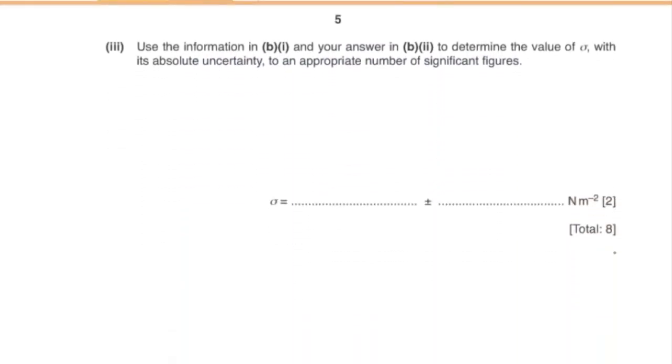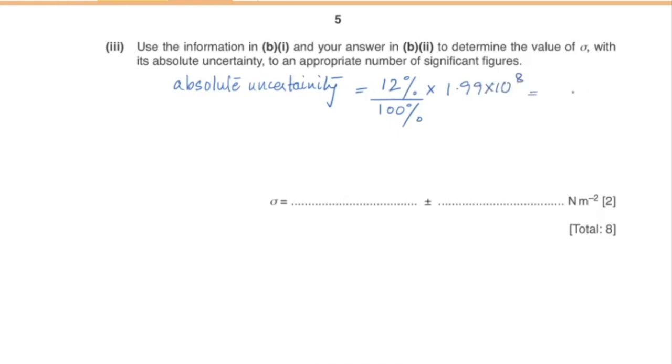Part 3, use the information in B part 1 and your answer in B part 2 to determine the value of stress with its absolute uncertainty to an appropriate number of significant figures. So the absolute uncertainty is going to be the percentage uncertainty of the value stress, that's 12% from the previous part, divided by 100%, and the value of stress will be multiplied with it, and the value for stress is 1.99 into 10 to the power of 8. This gives us an absolute uncertainty of plus or minus 2.388 into 10 to the power of 7.